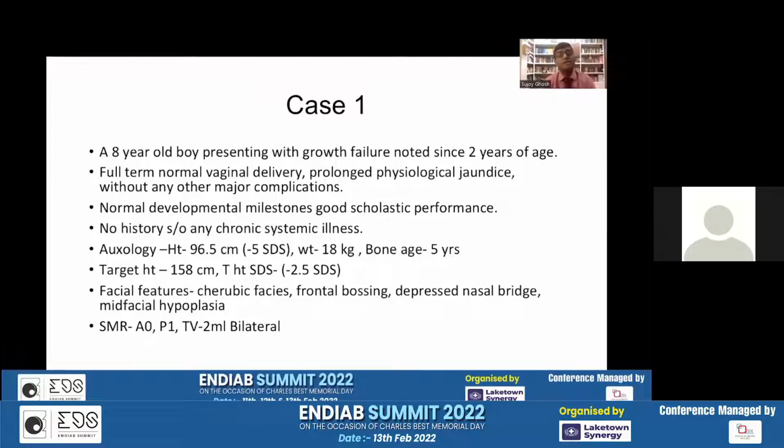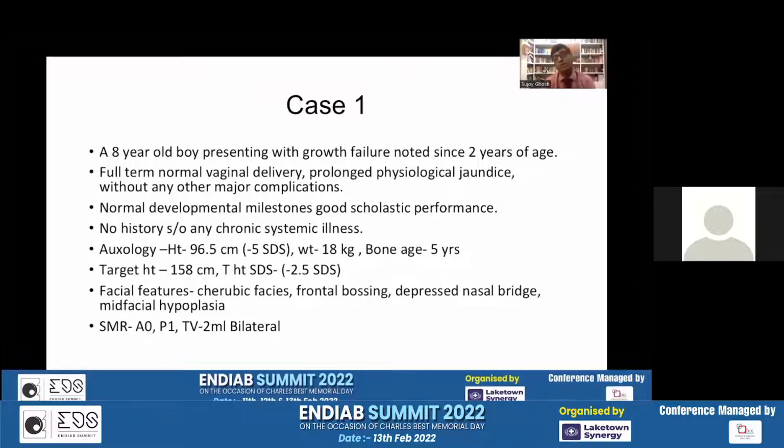So the first is an 8-year-old boy who presents with growth failure, which has been noted since age 2 years, born out of full-term normal vaginal delivery, who presented with prolonged physiological jaundice. That's one of the clues of perhaps hypothyroidism or growth hormone deficiency, without any other major complications. The normal developmental milestones and good scholastic performance tells us perhaps that even if the child had had hypothyroidism, it must have been treated and corrected very well.